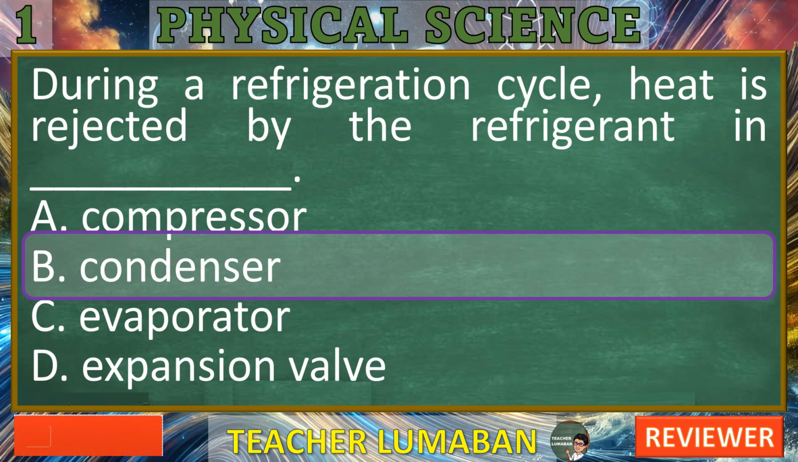C. Evaporator. In the evaporator, the refrigerant absorbs heat from the space or substance being cooled, causing it to evaporate from a liquid to a gas. This is the opposite of heat rejection, it's where the refrigerant gains heat. D. The expansion valve. The expansion valve reduces the pressure of the refrigerant before it enters the evaporator. It doesn't play a role in heat rejection but helps in controlling the refrigerant's flow and reducing its temperature before the evaporator absorbs heat. In summary, the condenser is where heat is rejected in a refrigeration cycle.